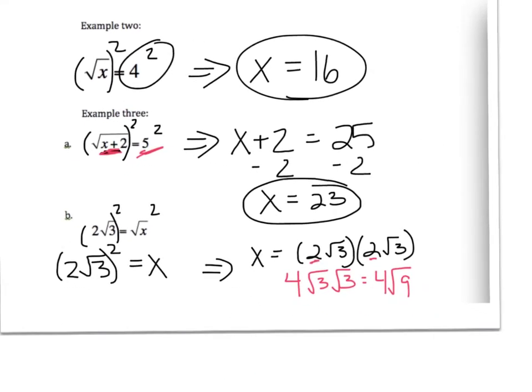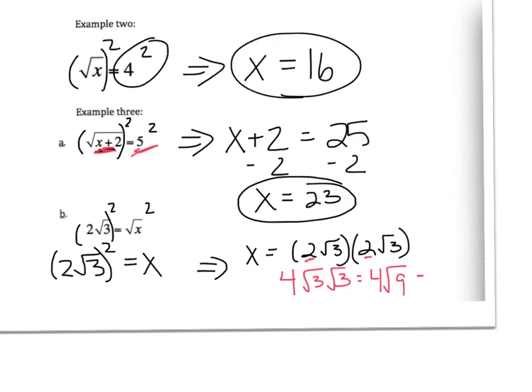You then take your 9 and say, well, what's the square root of 9? We'd say 3. So now we have 4 times 3. So your answer is going to be 12. So that's the one thing that we have to work on and make sure that we know how to do, and we'll continue working on that skill.